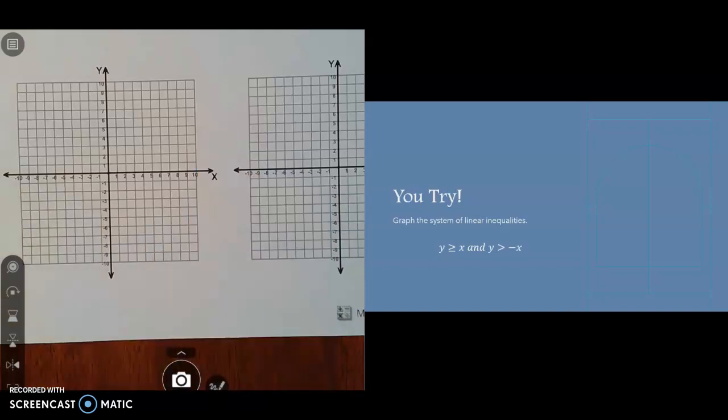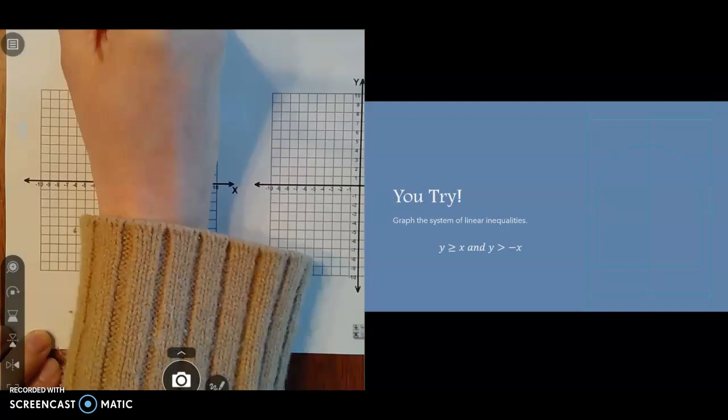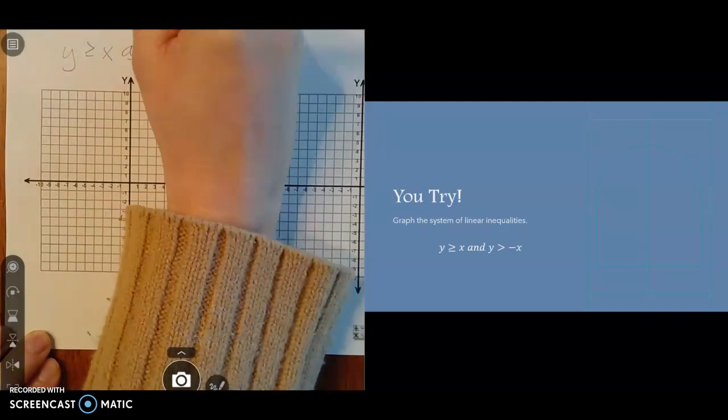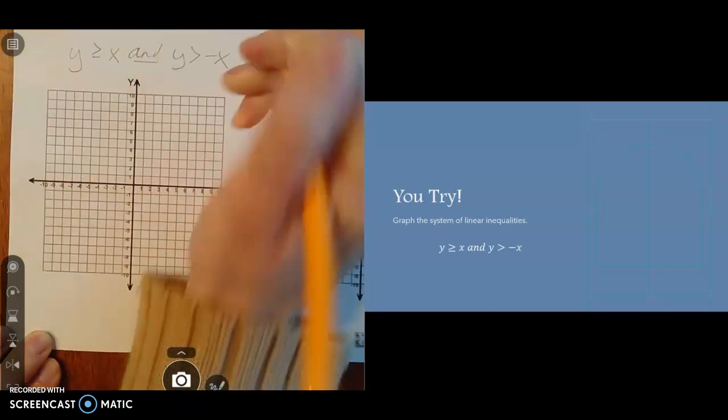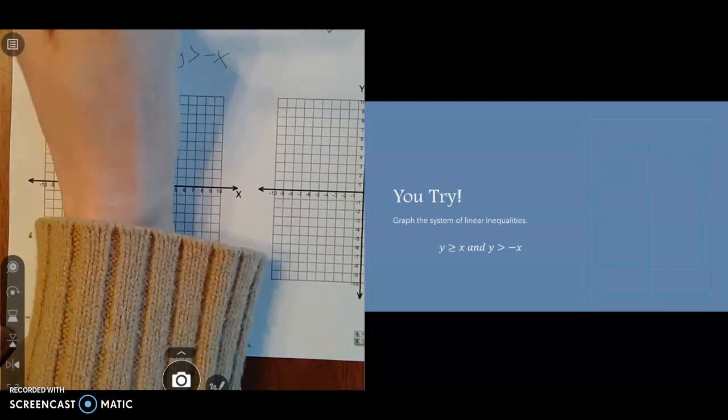Hi, you all just finished a U-Try where you got to graph a system of linear inequalities. What I gave you all was y is greater than or equal to x and y is greater than negative x.